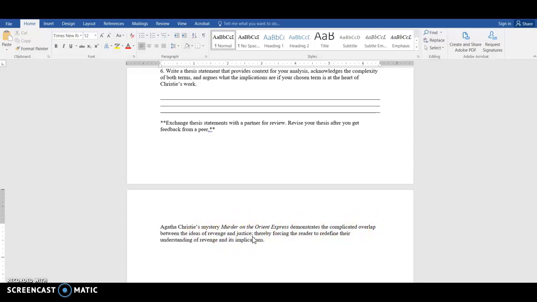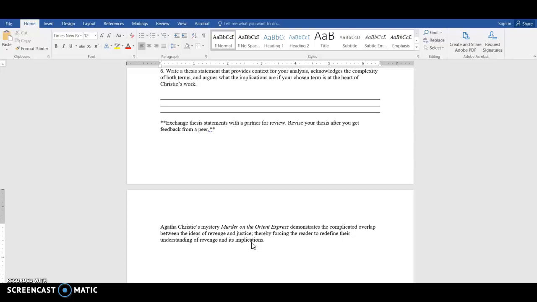I'm arguing which is the primary piece of this puzzle that Agatha Christie gives us, thereby forcing the reader to redefine their understanding of revenge and its implications. So I'm saying not only am I getting my ideas from Murder on the Orient Express, not only are these complicated ideas, but this complicated book forces the reader to redefine how they understand revenge and its implications. I'm saying revenge is the major theme here, that the character's actions have a lot of implications.